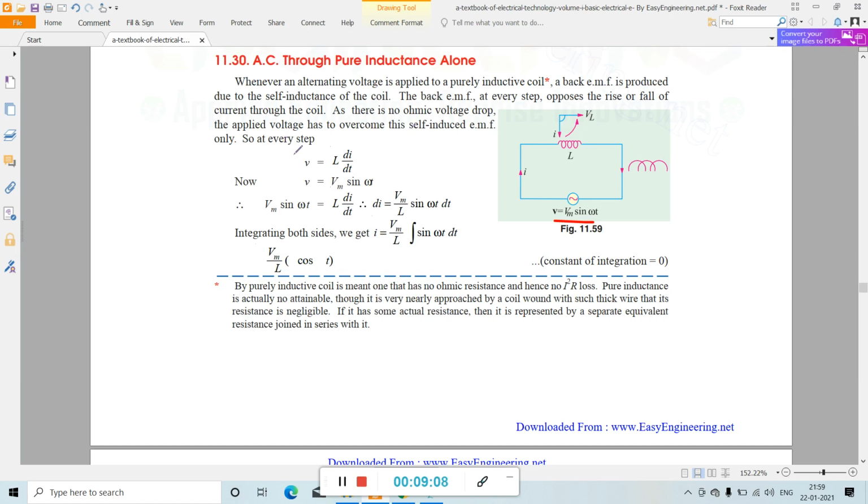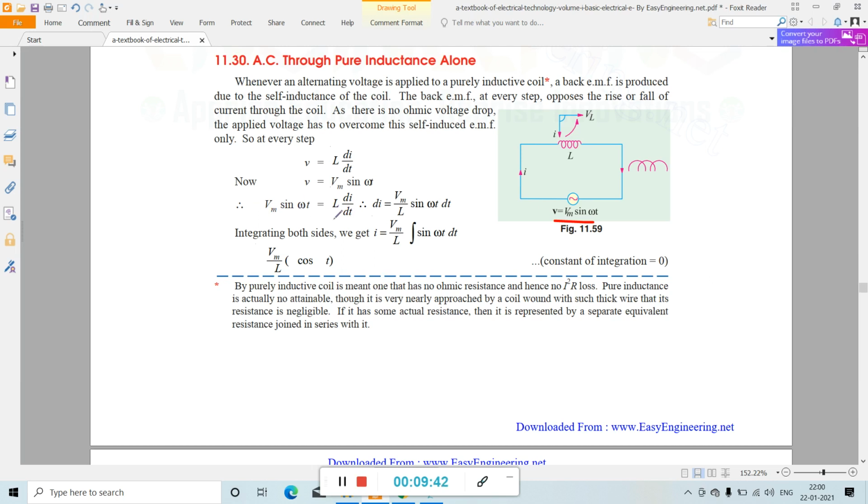So at every step, V is equal to L di by dt, and the supply is V equal to Vm sin omega t. That means this L di by dt is the back EMF, and the applied voltage has to overcome this much amount of self-induced EMF only. So here Vm sin omega t is equal to L di by dt.